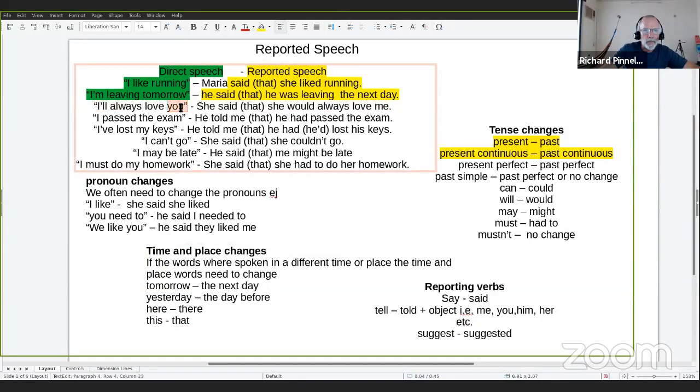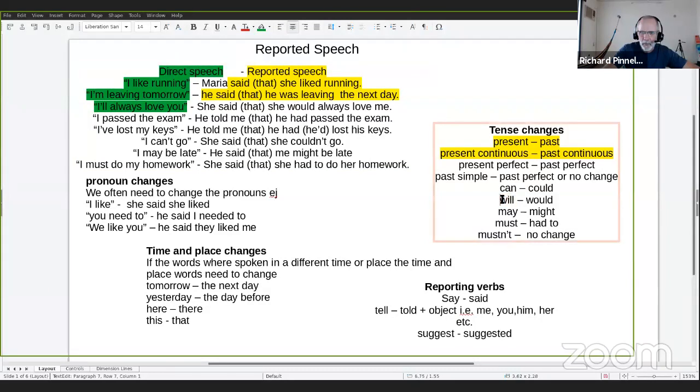Direct speech: I'll always love you. She said that she would always love me. So here we have an example of the future simple, I will. When we have the future simple with will, we need to put the reported speech with would. So if it's will in the direct speech, it's would in the reported speech.